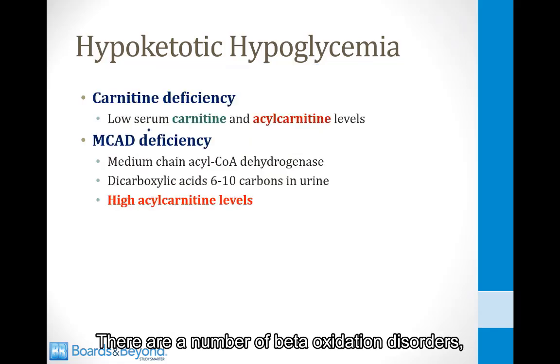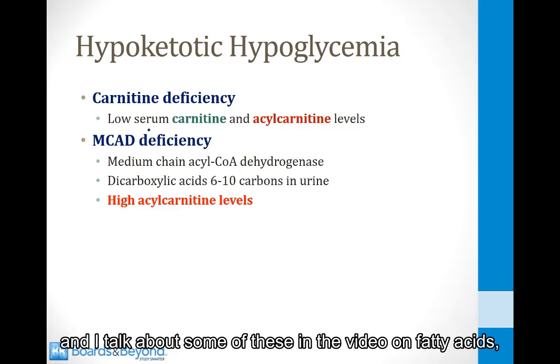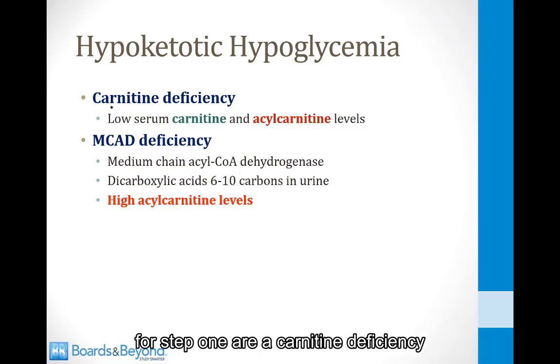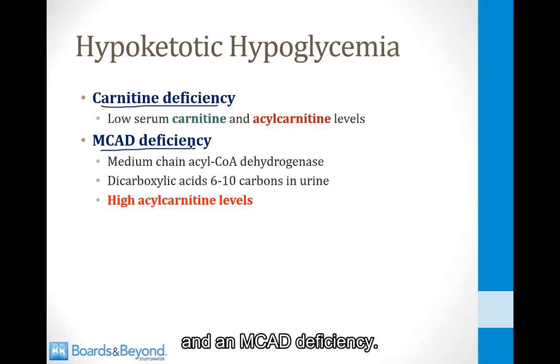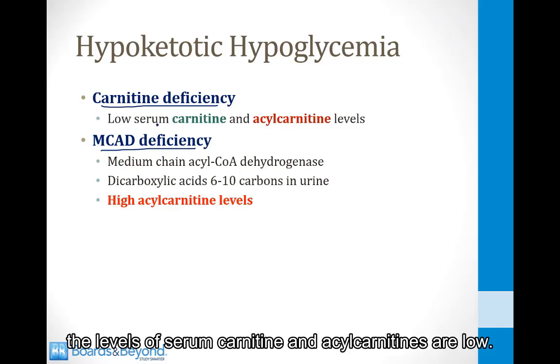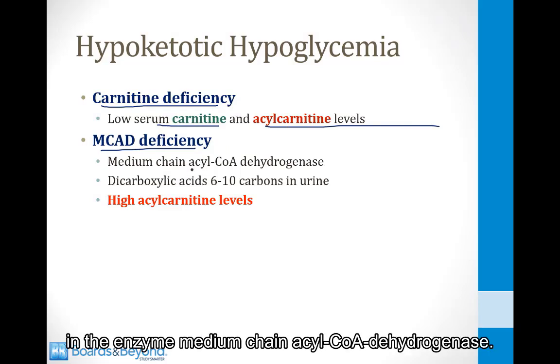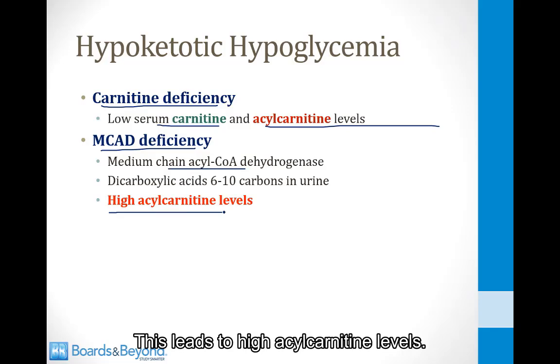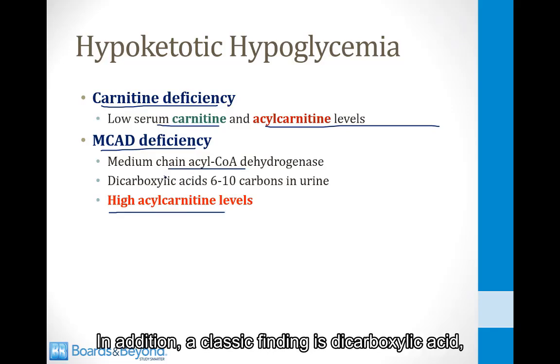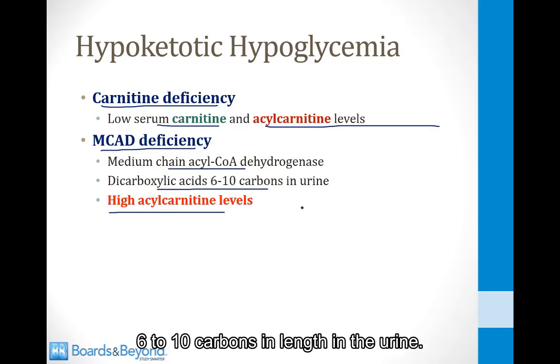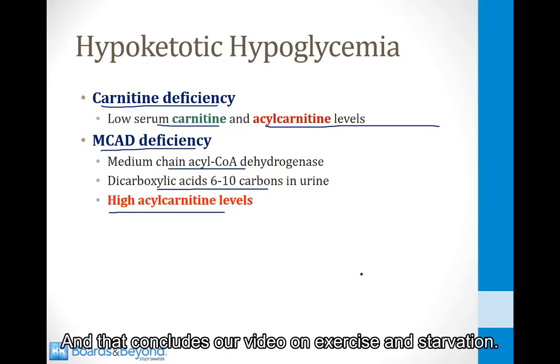There are a number of beta oxidation disorders, and I talk about some of these in the video on fatty acids, but two that you should know for step one are a carnitine deficiency and an MCAD deficiency. In a carnitine deficiency, the levels of serum carnitine and acylcarnitines are low. An MCAD deficiency is an enzyme deficiency syndrome where children are born deficient in the enzyme medium-chain acyl-CoA dehydrogenase. This leads to high acylcarnitine levels. In addition, a classic finding is dicarboxylic acid, 6 to 10 carbons in length in the urine. And I talk about both of these disorders in much greater detail in the video on fatty acid metabolism. And that concludes our video on exercise and starvation.